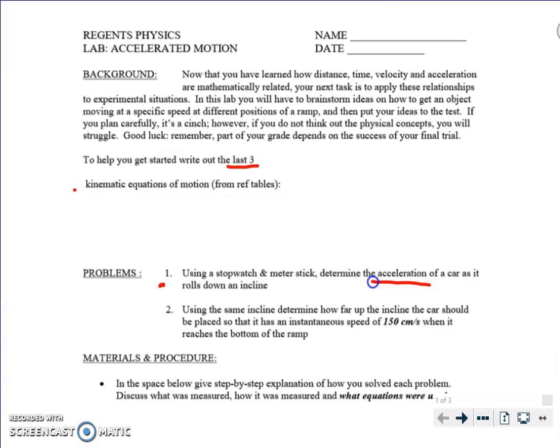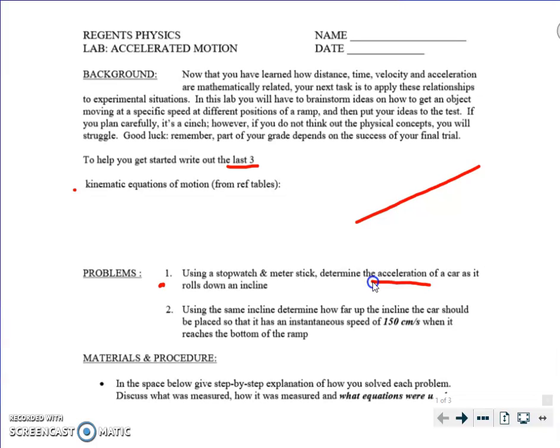So I'm just going to draw a quick little schematic, and you can refer back to this later. So let's say that represents the ramp. At the beginning of the lab, I'm releasing it from here, and it's rolling all the way down to here, and we're timing it. And we're given that distance, and from that distance and that time, you can determine acceleration. Like I said, that's part 1.